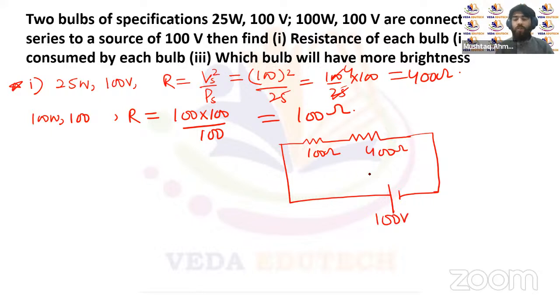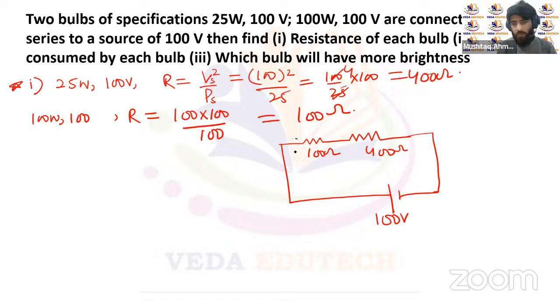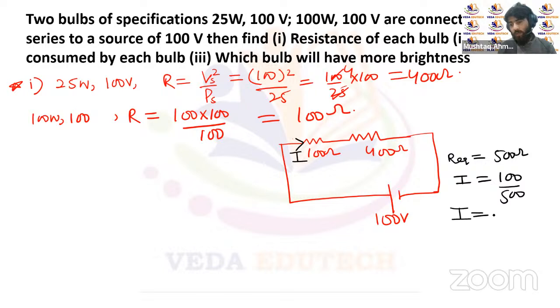The power consumed will depend on whatever current is flowing through this circuit. It will be the same current flowing through the 100 ohm and the 400 ohm resistor. So the equivalent resistance for this circuit will be 500 ohm, and the current I will be 100 upon 500, that's equal to 1 by 5 amperes. So the current I is equal to 1 upon 5 amperes.